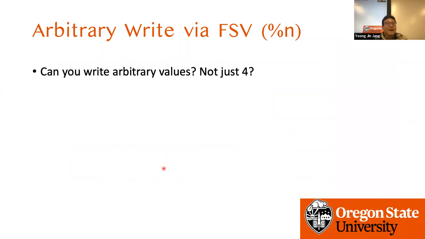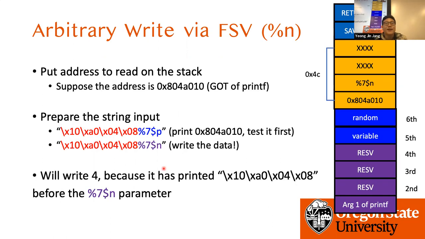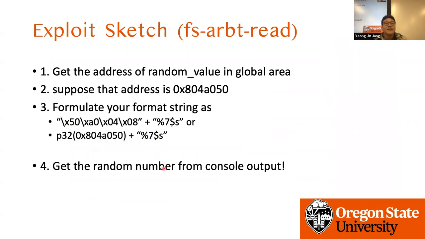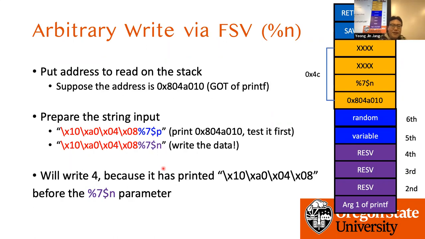And then arbitrary write. Before moving on to arbitrary write, any questions about arbitrary read? So %s, that's your friend for reading the data. Arbitrary write can be done with %n, because what %s does is regard the argument as a pointer and read the value, and %n writes a value to the pointer. Which value? The number of printed characters. If we write something like this, it will write the number 4, because we printed 4 characters and then %7$n. So it will store the number 4 into the GOT of printf.